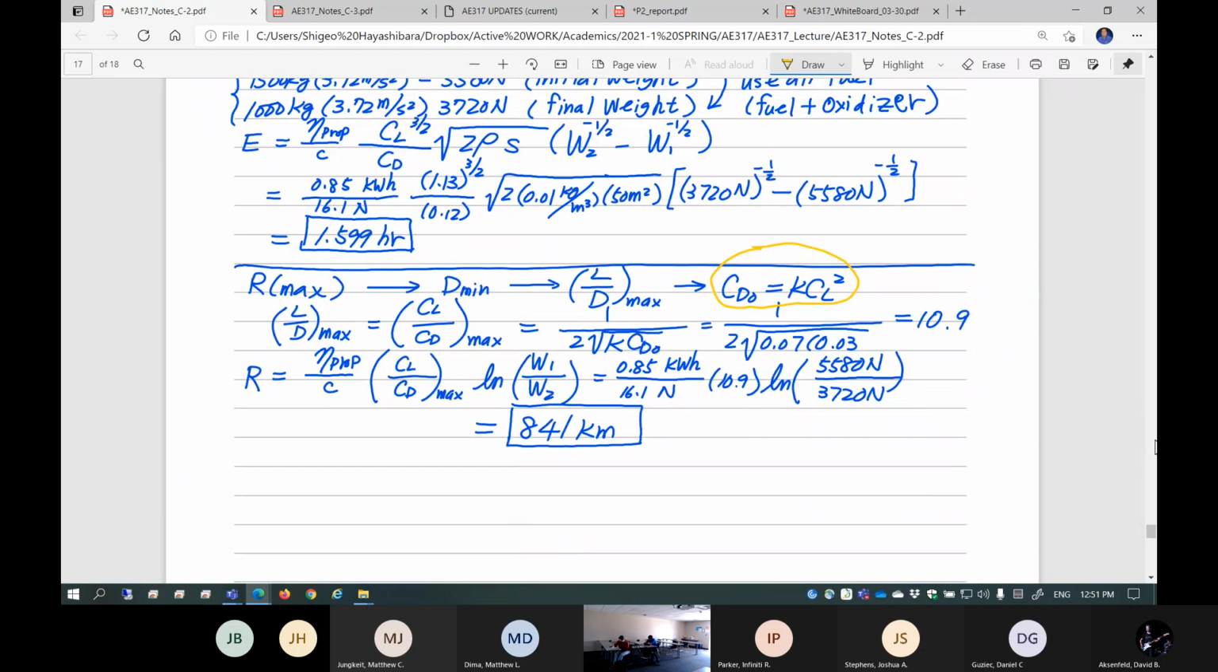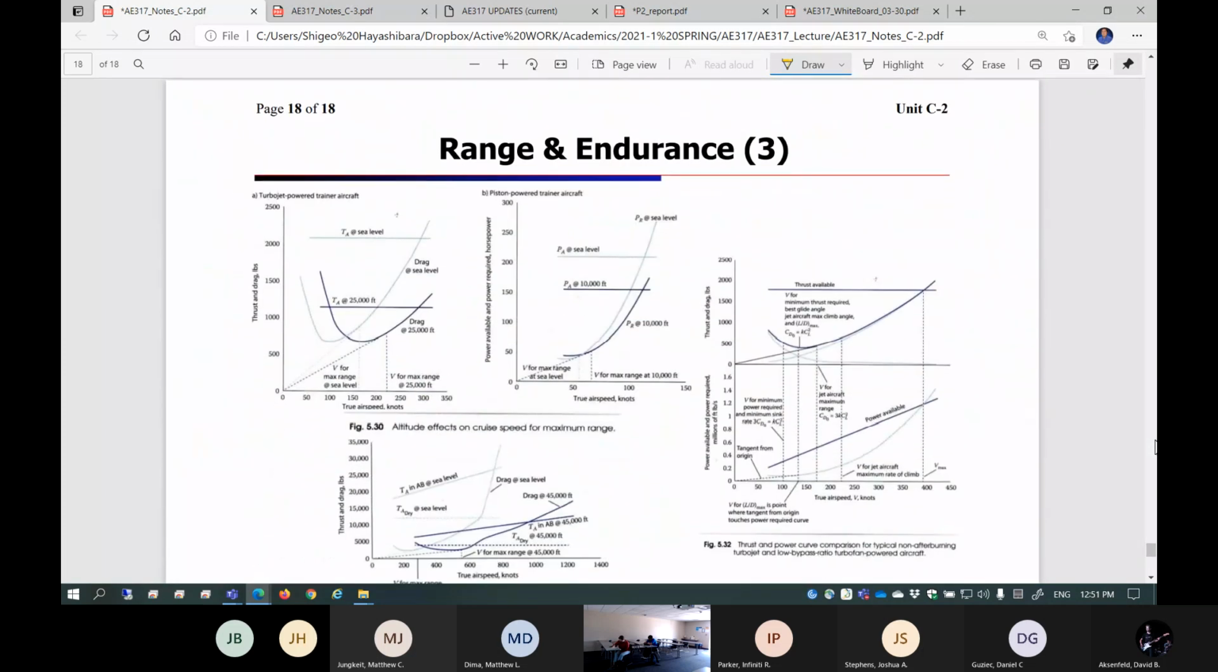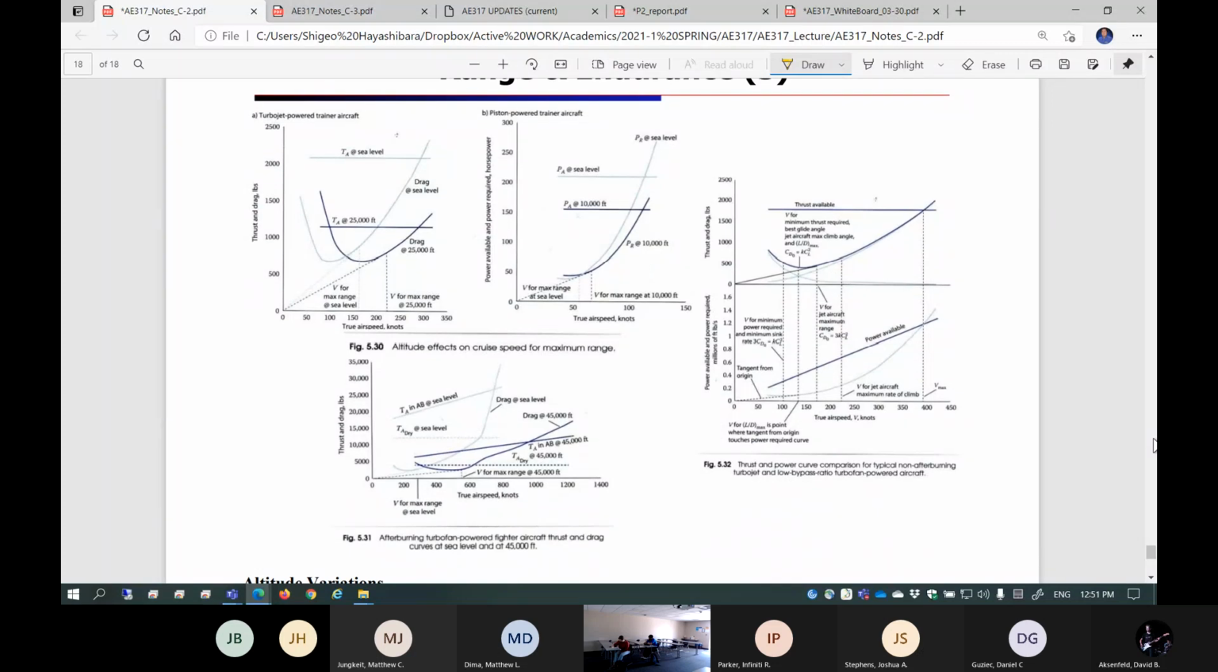Next page. So next page is the range and endurance. There are a few quite important problems. One is the maximum range. Endurance is a different subject, but for the range, let's just focus on the range. Range is essentially endurance multiplied by airspeed. This is range. So for the same amount of endurance, if you fly faster, you are going to maximize the range.